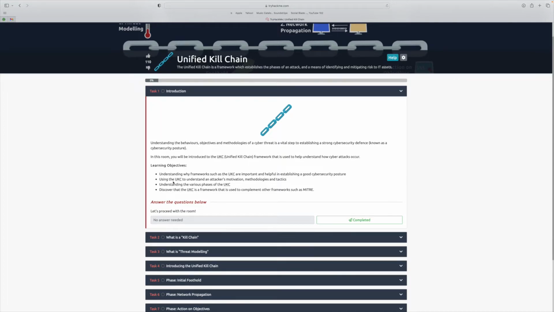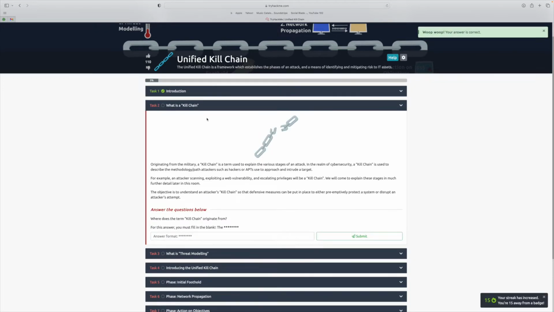We're going to use the UKC to understand an attacker's motivations, methodologies, and tactics. We're going to understand the various phases of the UKC and discover that the UKC is a framework that is used to complement other frameworks. Once you read the objective, we're going to click on complete.